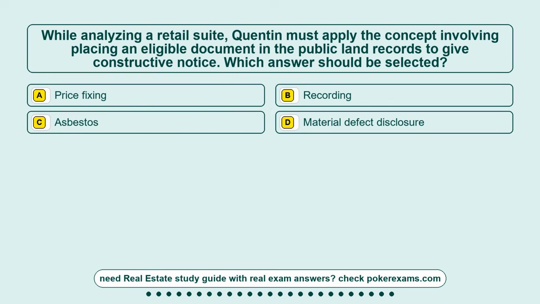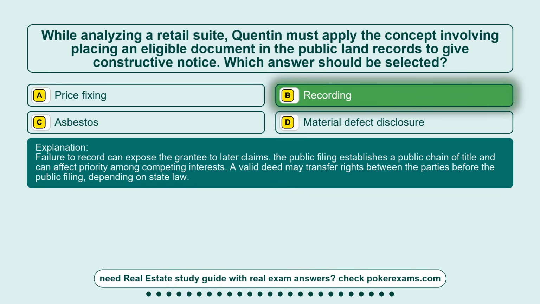Question 14. While analyzing a retail suite, Quinton must apply the concept involving placing an eligible document in the public land records to give constructive notice. Which answer should be selected? Option A. Price fixing. Option B. Recording. Option C. Asbestos. Option D. Material defect disclosure. The correct answer is option B. Recording. Failure to record can expose the grantee to later claims. The public filing establishes a public chain of title and can affect priority among competing interests. A valid deed may transfer rights between the parties before the public filing, depending on state law.